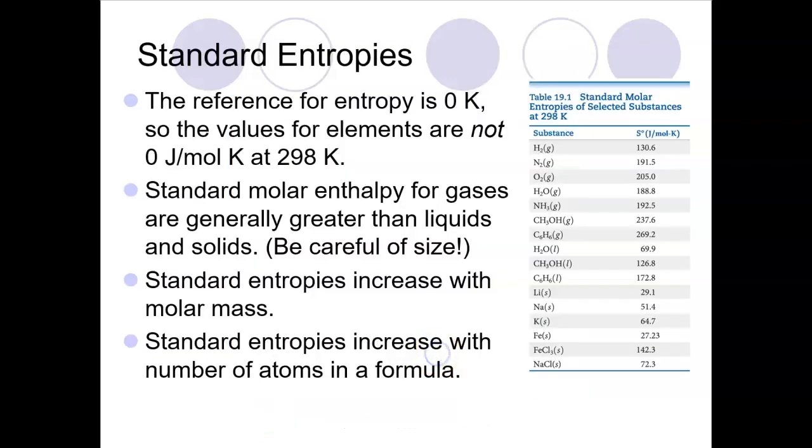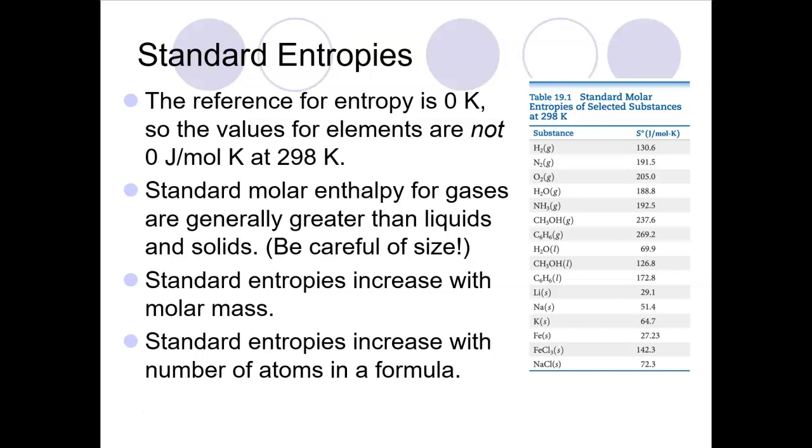Okay, so this is where I want you to, if you haven't already, go to the chapter 19 Canvas page, find appendix C, and we're going to be using that. We're going to practice doing the products minus reactants example.